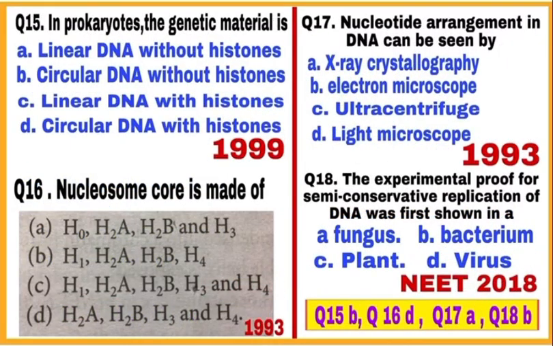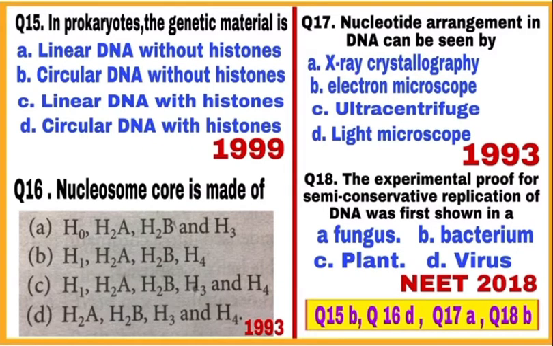Question 15. In prokaryotes, the genetic material of prokaryotes is circular and single-stranded DNA. It has no association with histones. So, correct answer is B. In prokaryotes, the genetic material is circular DNA without histones. Mark B as a correct answer.